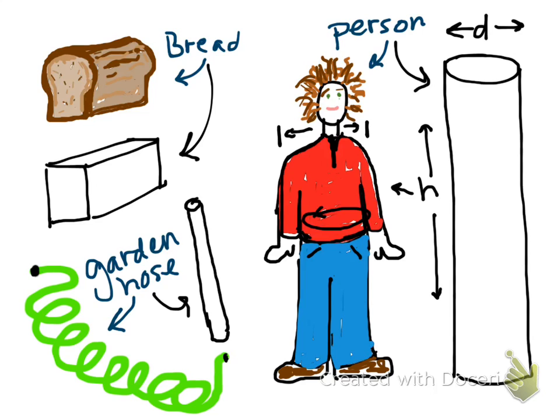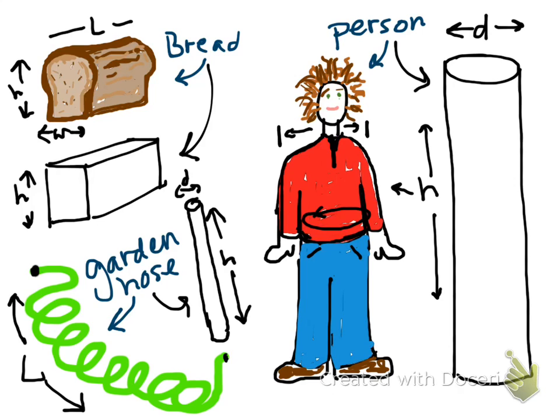Okay, what about the garden hose? This one should be pretty easy. Well, we know that the length of the hose, once it's uncurled, would be the height of our cylinder, and we know that the diameter of our hose would be the diameter of our cylinder. Okay, the bread is probably the simplest, because the height, width, and length of the bread will directly correspond to the dimensions of our solid rectangle.